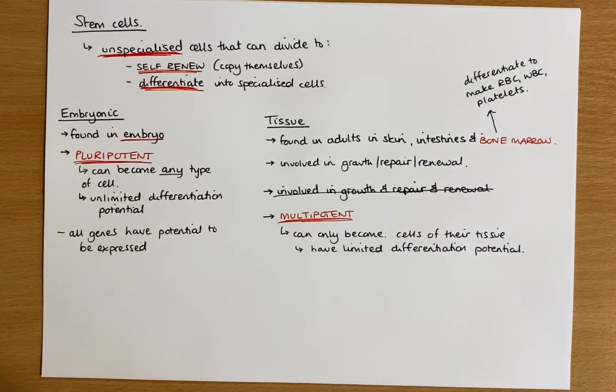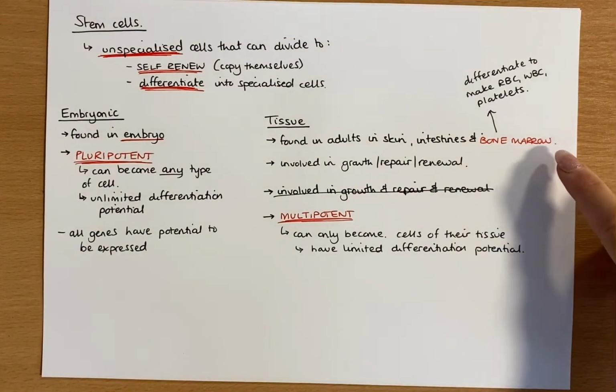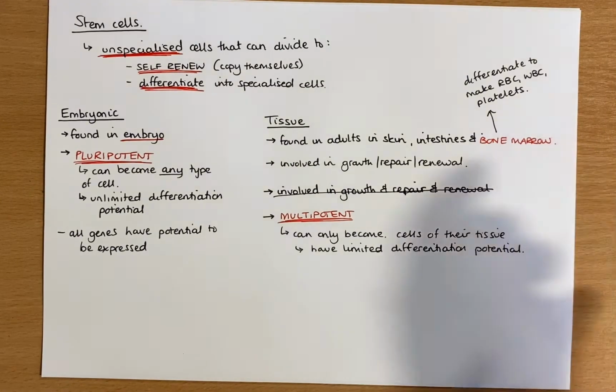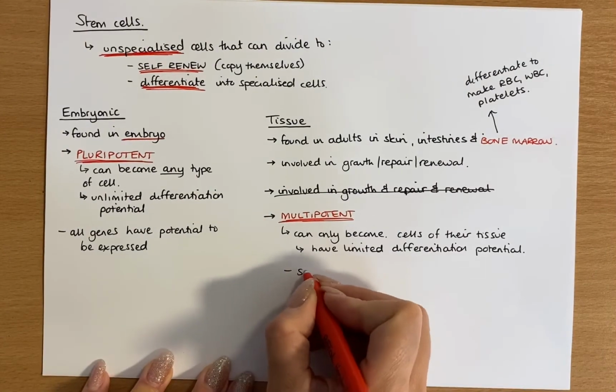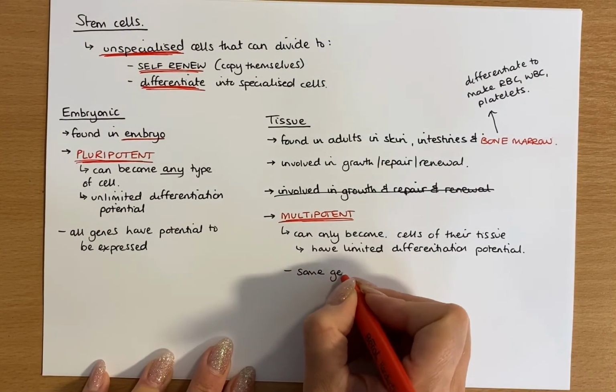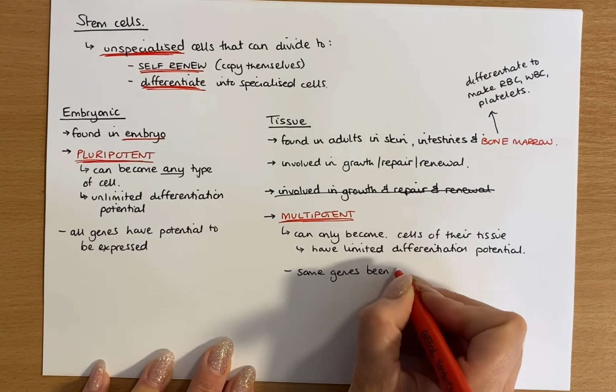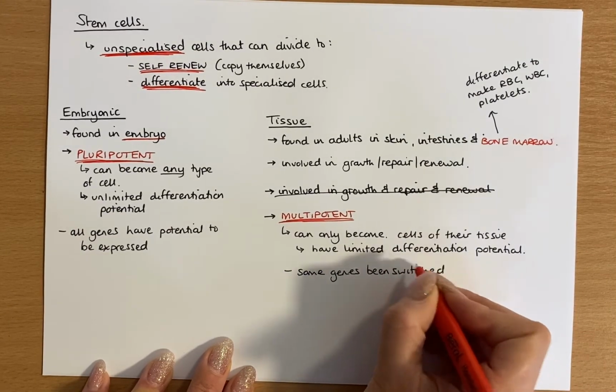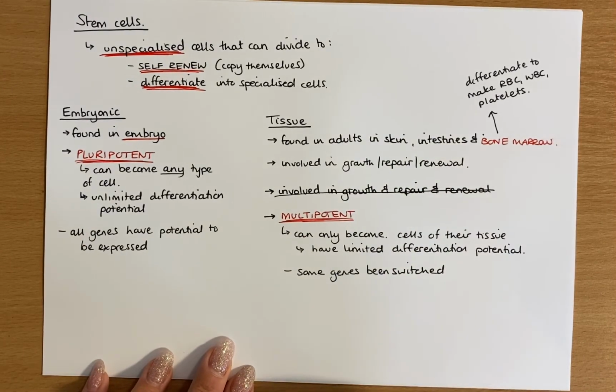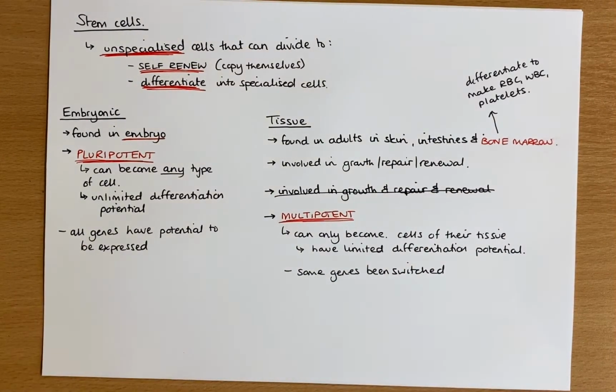So what that means is they can only become a very limited number of types of cells. So if it's within the bone marrow that these stem cells are found, they can only produce blood cells. If they're found within the basal layer of the skin, then they'll only produce the type of cells that are found within the skin. So they're very limited in terms of the number of different types of cells that they can produce. So this is because some genes have already been switched off. So they've already started that differentiation pathway. They're limited to the types of cells that they can now produce because you've kind of limited which pathway they can go down.